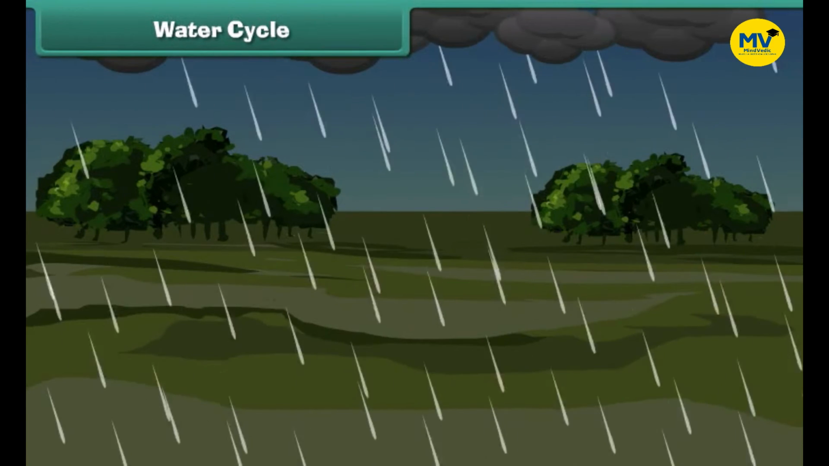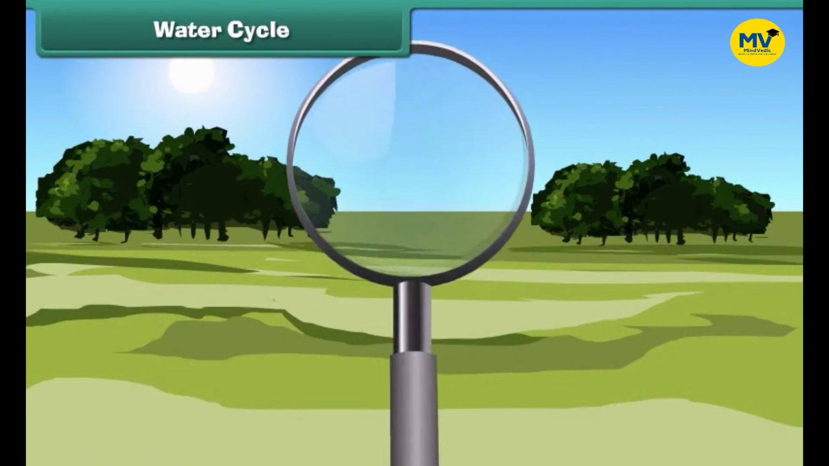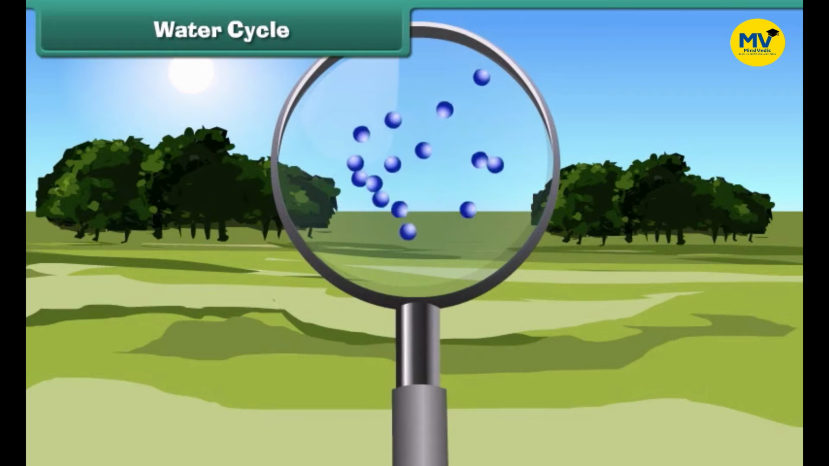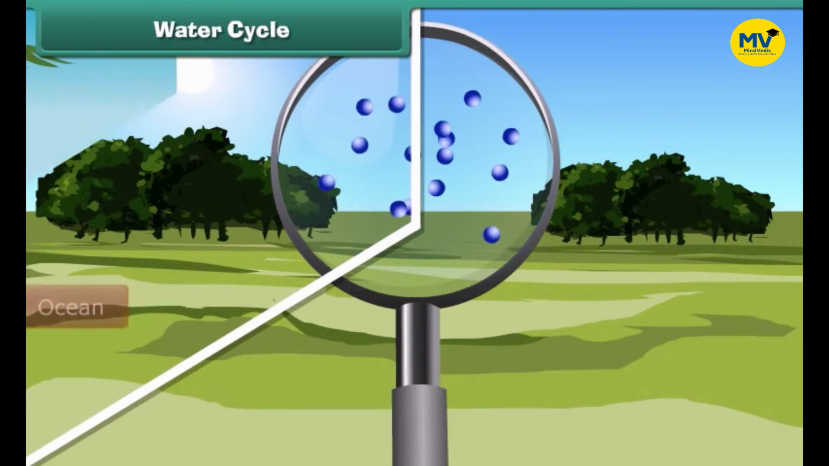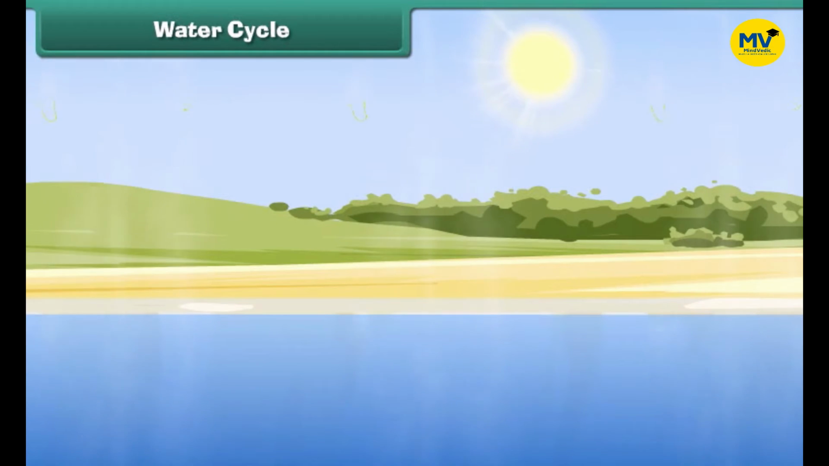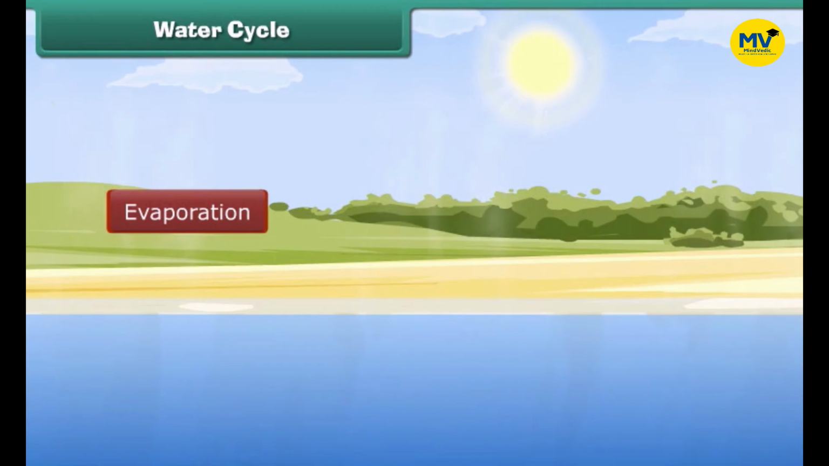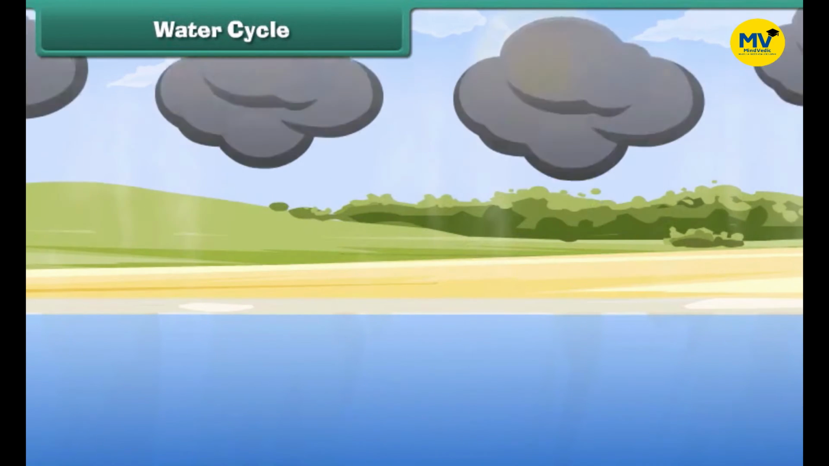Have you ever wondered where does all the water in rain come from? Well, there is always a certain amount of water vapor in the atmosphere. It comes from the Earth's surface water like oceans, rivers, and lakes. The heat of the sun heats up the water from the surface of these reservoirs and changes water from the liquid state to the gaseous state. This is called evaporation. High up in the atmosphere, water vapors cool down and form clouds.